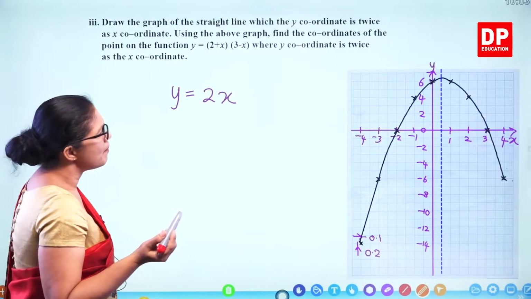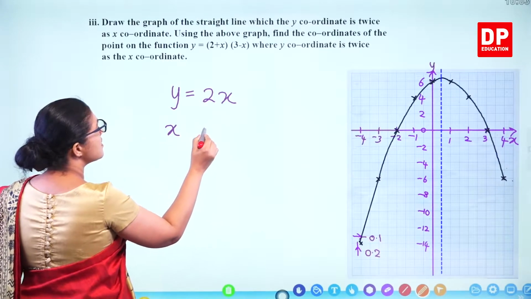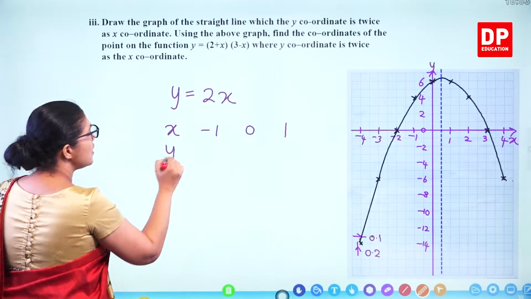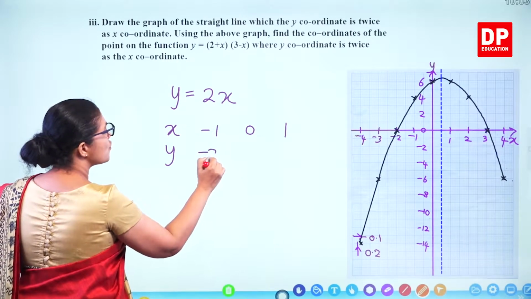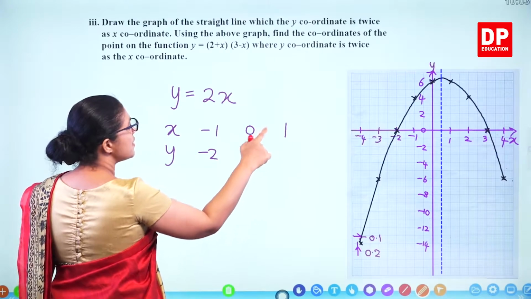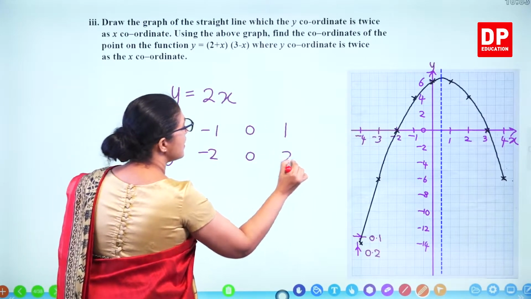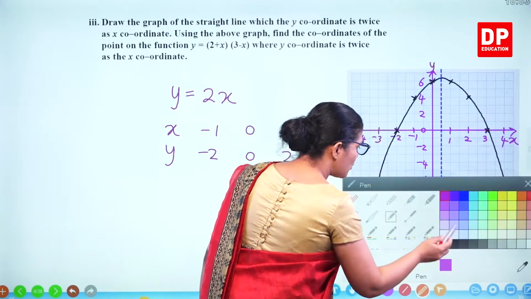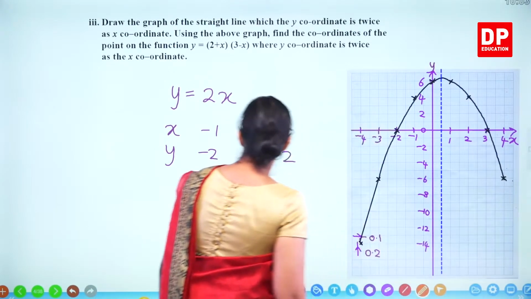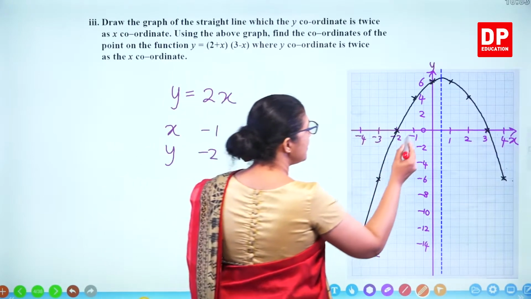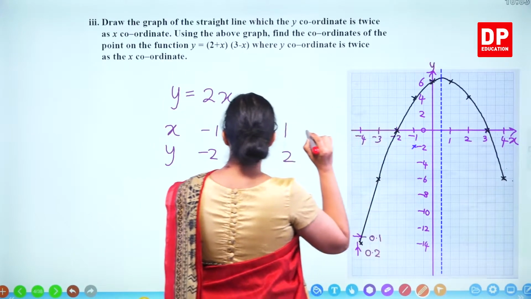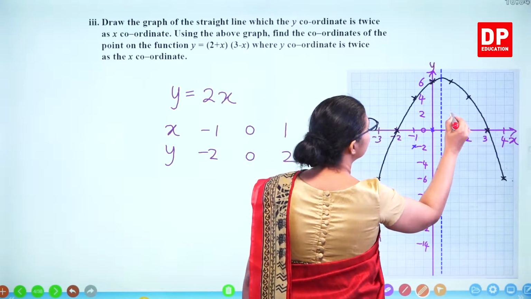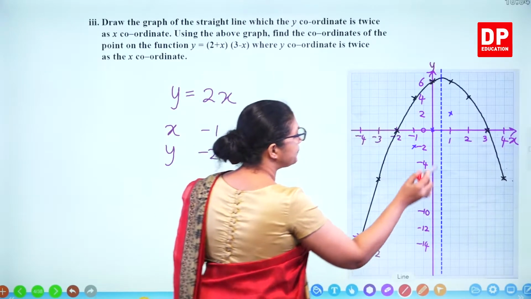How do we draw that? We can take 3 points. So we'll take x equals minus 1, 0, 1, and substitute into the equation. If it's minus 1, you get minus 2. For 0, that becomes 0. If this is 1, that's 2. We can mark the 3 points and draw the line. So that's the first step. Minus 1, minus 2. 0, 0. 1, 2.